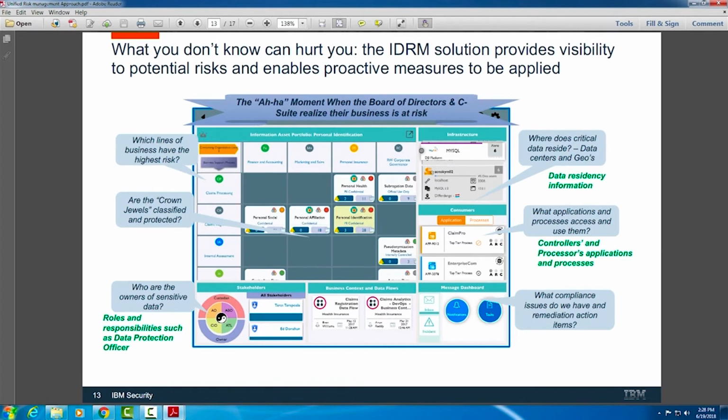And this is a little bit old view of the risk dashboard, the governance dashboard. There are a lot of changes to the dashboard now, but eventually it will look like this. The main components here are the assessment, the information asset portfolio, the infrastructure, and all the consumers, like different applications and processes, and the notifications and tasks.